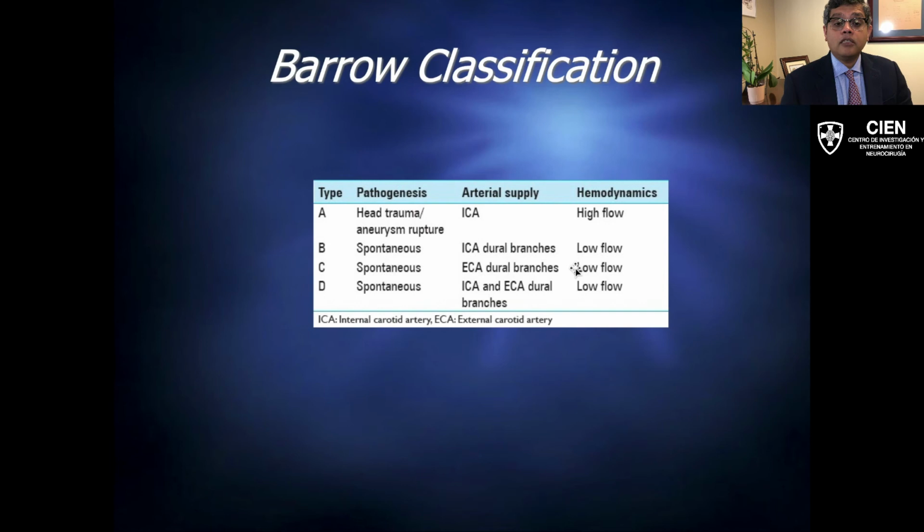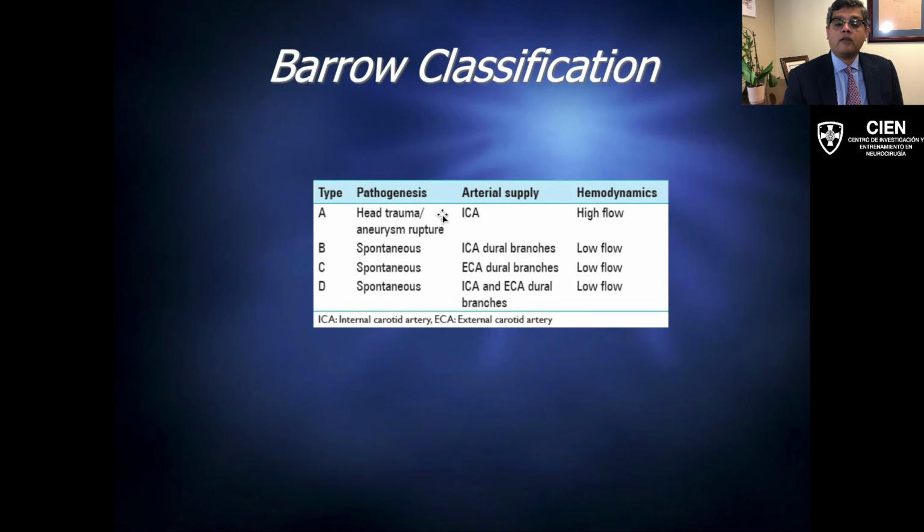So the Barrow classification, as you know, type A is the high flow fistula, usually after trauma. Type B is the low flow fistula supplied by dural branches. Type C is to the external carotid artery branches. And type D is to internal carotid and external carotid artery dural branches. Again, one other issue with this classification is most of the fistulas we see are low flow fistulas, and they're supplied by the ICA and the ECA. I have rarely seen a CCF which is supplied just by the ICA or the ECA. So though there is a classification, most of these fistulas will just fall under type D, except for the occasional direct fistulas that we see.